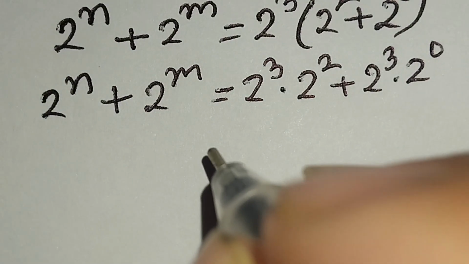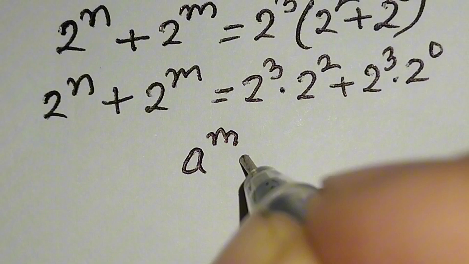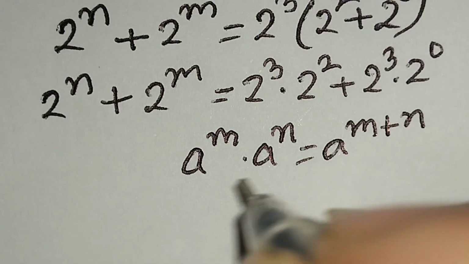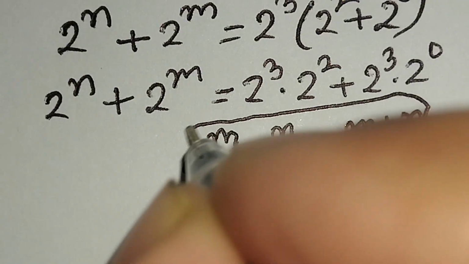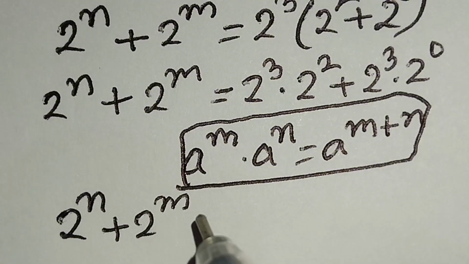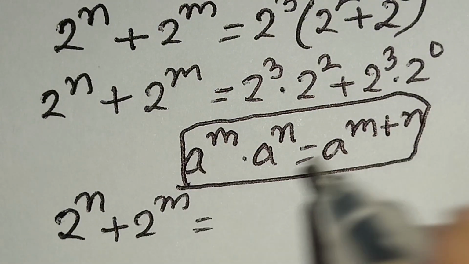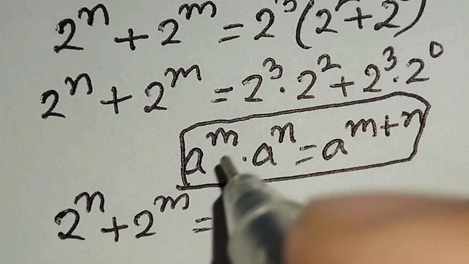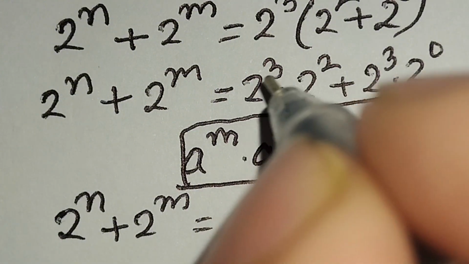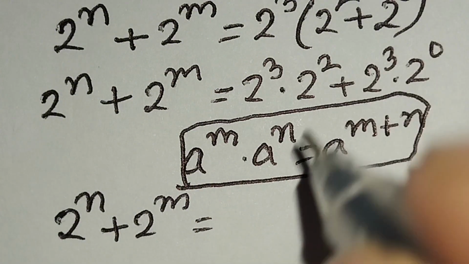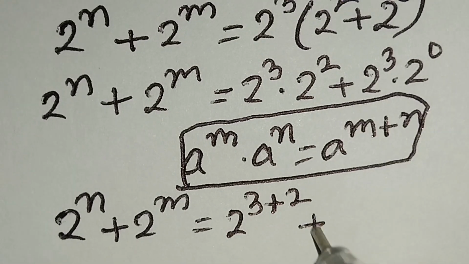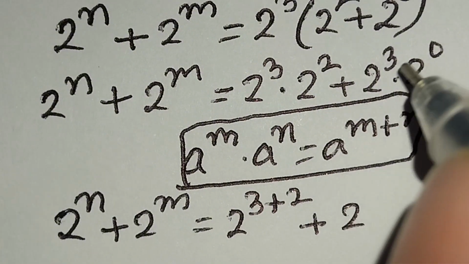We know a to the power m times a to the power n equals a to the power m plus n. Now we will apply this formula. Therefore we can write 2 to the power 3 times 2 to the power 2 as 2 to the power 3 plus 2, plus 2 to the power 3 plus 0.